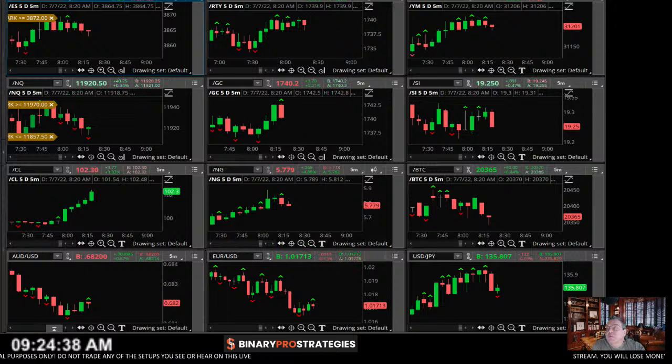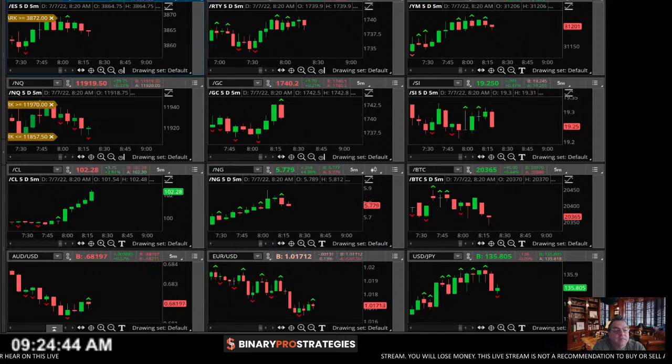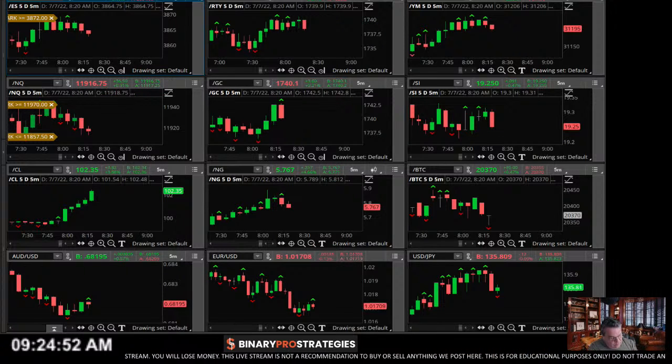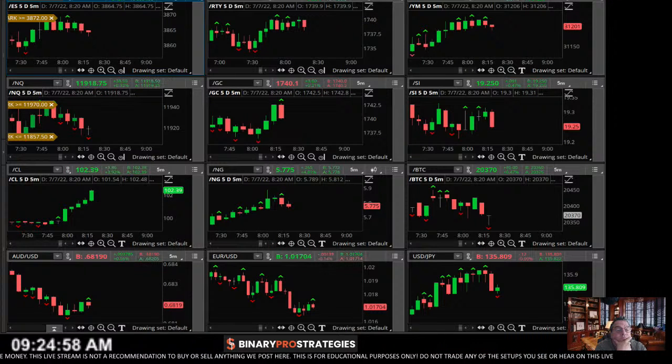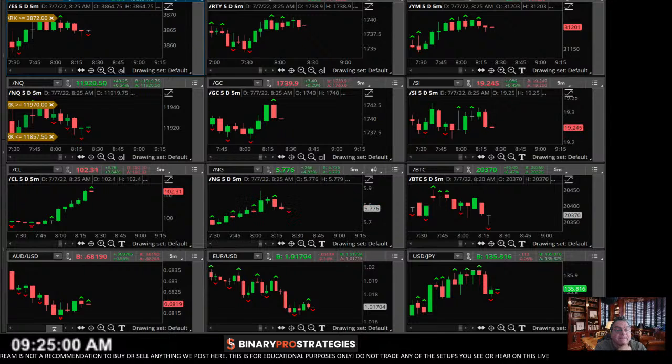All right, possible short coming up on this U.S. yen. We'll watch for that. Yeah, I'm getting an 85 short on that. 135.85 short.